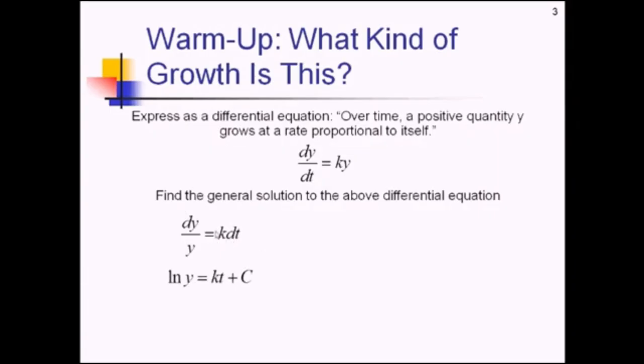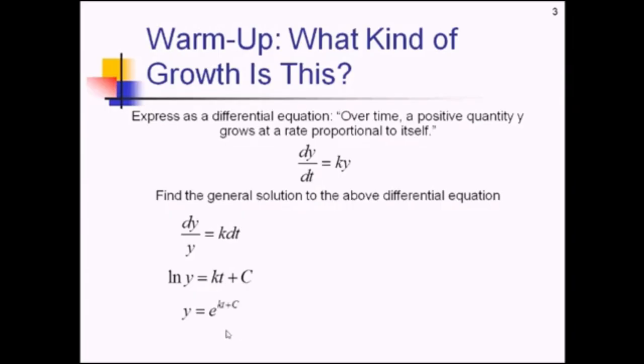Now you might be wondering, hold on a sec, don't we have an absolute value in the ln? Well, they did say y was a positive quantity, so we've already taken care of that before we even started. To get y by itself then, we have to raise e to both sides. So we have y equals e to the kt plus C.